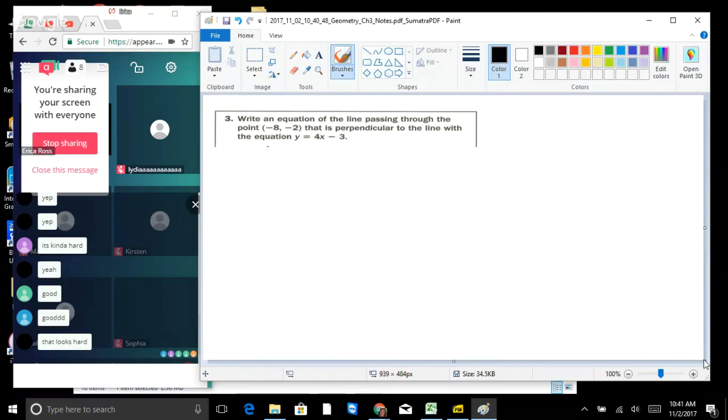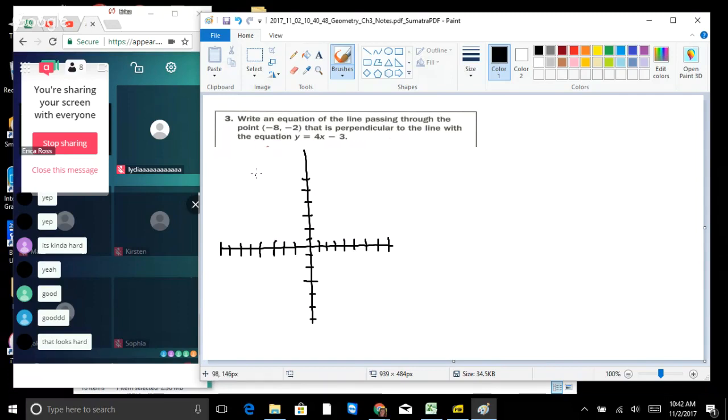All right. So write an equation of the line passing through the point (-8, -2) that is perpendicular to the line with the equation y equals 4x minus 3. Okay. I think it's always helpful to just do a graph. It never hurt anybody to draw a quick graph because you can visually see what's going on. You can see my graphs are rarely perfect, but they're enough to get you kind of started.